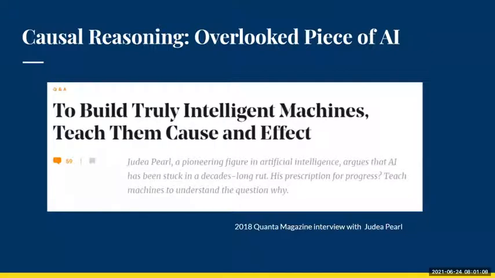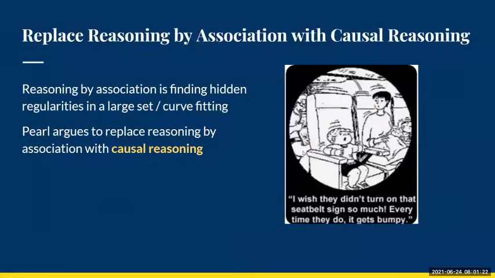But in 2018, he criticized a bit of the industry, saying that what needed to be asked was machines to question why and to teach them cause and effect. So why should reasoning by association be replaced by causal reasoning? Well, as you can see on the cartoon, a cute little comical way, I wish they didn't turn on that seatbelt so much. Every time they do, it gets bumpy. It shows kind of the inaccurate conclusions that can be reached just looking at correlation. And instead, his vision for how truly intelligent machines will think is replacing it with causal reasoning, that machines need the capacity to reason that malaria causes fever.